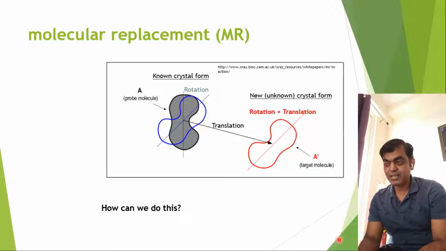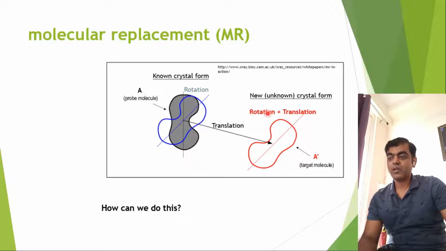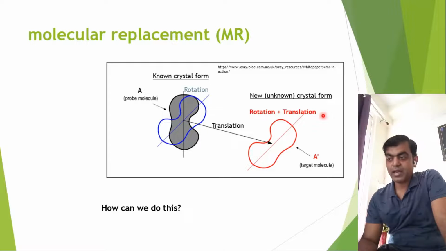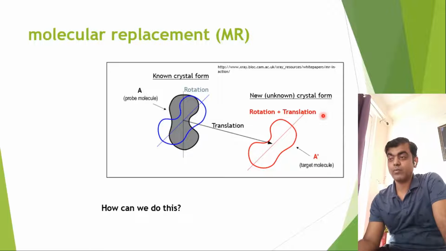But in the translation, what has happened is your target molecule, you see here, has moved from position A to position B, and here you have both effects, the rotation effect and the translation effect at the same time. So you have to understand these two factors and how we can do this.